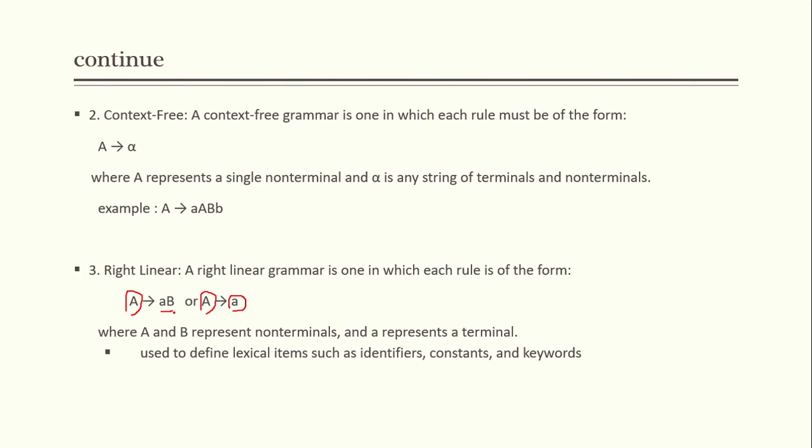So for type 3 you only need to see that it is a type 2, then the right hand side must be only a terminal or a single terminal followed by a non-terminal. If it is vice versa, meaning you have a non-terminal followed by a terminal, it is not type 3. So it automatically goes to type 2. It must be terminal followed by non-terminal, not the other way around. The third one is normally used to define lexical items such as identifiers, constants, and keywords because it's quite strict. And context-free is normally used for the grammar. The grammar that is well known is context-free.